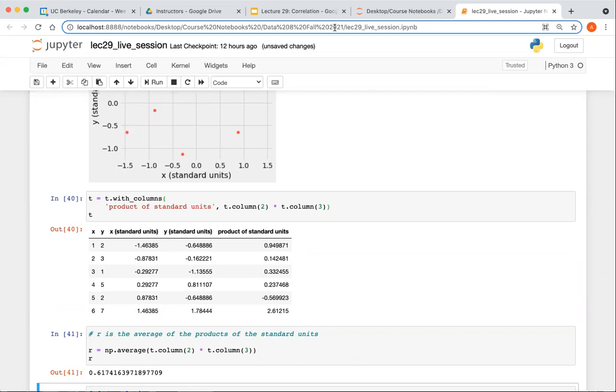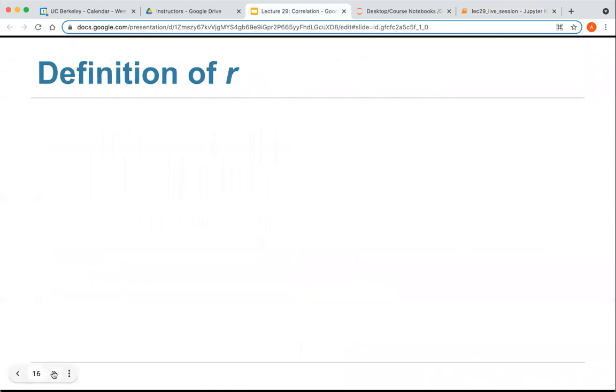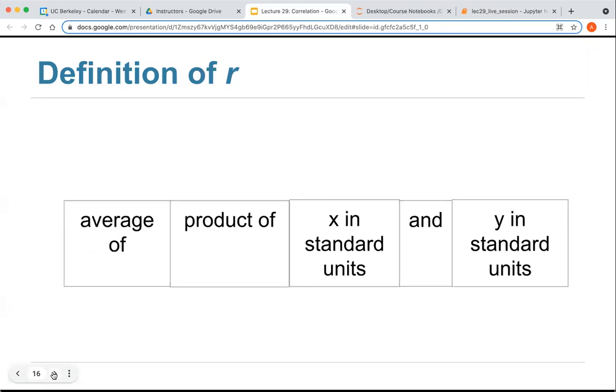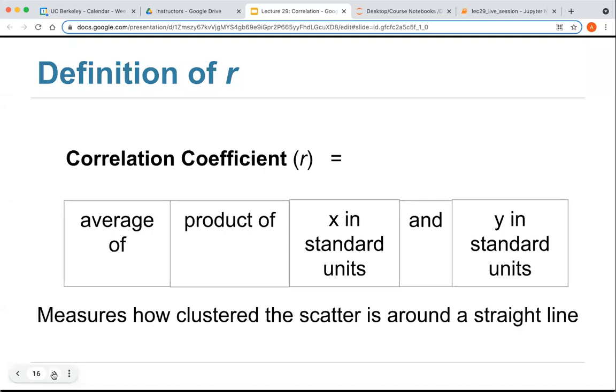So, but for now, I just want to go through the sequence. You convert your lists to standard units. Then you multiply them. So you now have an array of products, and then you take the average, and that's R. This number measures how clustered the scatter is around a straight line, and if you do this calculation, it can only ever be between -1 and +1.